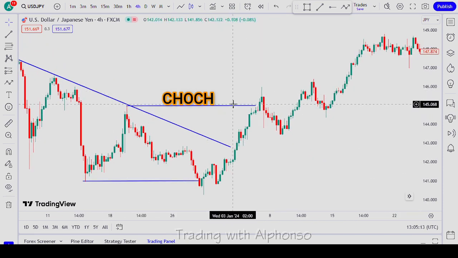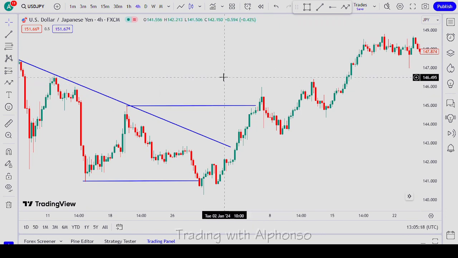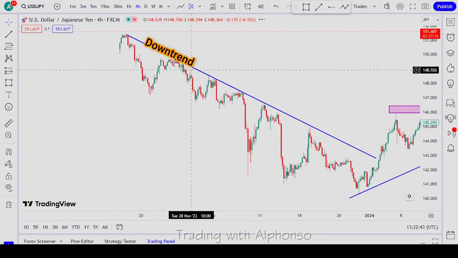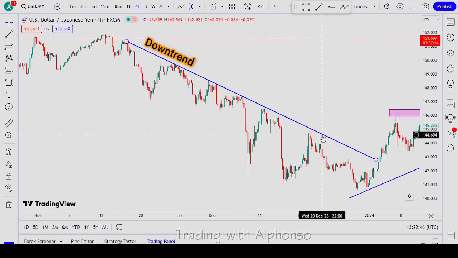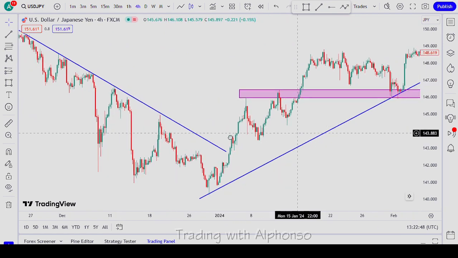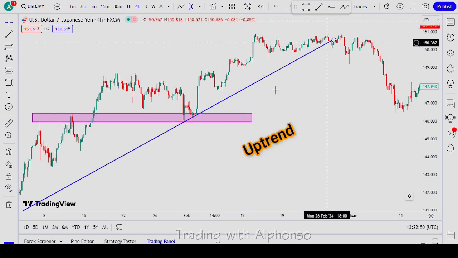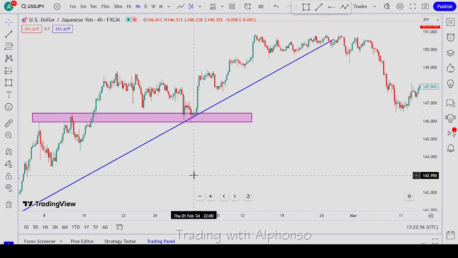So this is what we call change of character, a market shift in momentum. We are shifting from a downtrend to an uptrend. We were in a downtrend market structure at this point right here, then we shifted to an uptrend market structure right here. Market travels in circles of uptrend, downtrend, ranging.